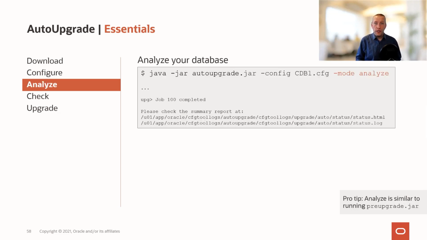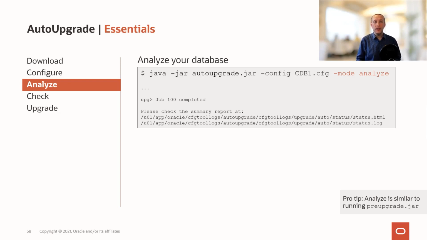Once we have the configuration file in place, it's time to analyze your database. AutoUpgrade Analyze is similar to running preupgrade.jar. When you run AutoUpgrade in Analyze mode, it's strictly non-intrusive. AutoUpgrade doesn't make any changes to the database. We only look inside to see what's required for this database to be ready to upgrade. So don't worry, you can run it on your production database even when it's in use.